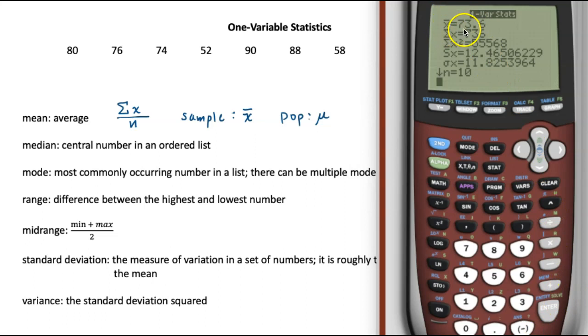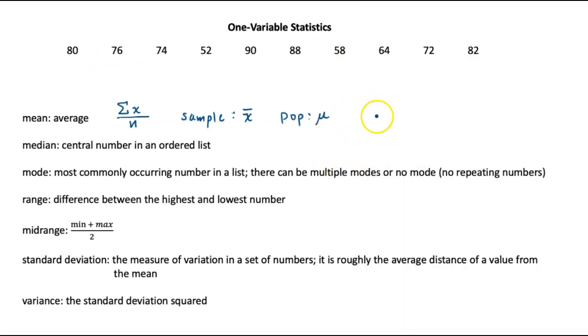Starting off here with the sample mean. So when we're just asked to find the mean of a set of data, we are assuming for our purposes that this is the sample mean, that we want the mean of this sample. And so that's going to be 73.6. So our mean is 73.6.